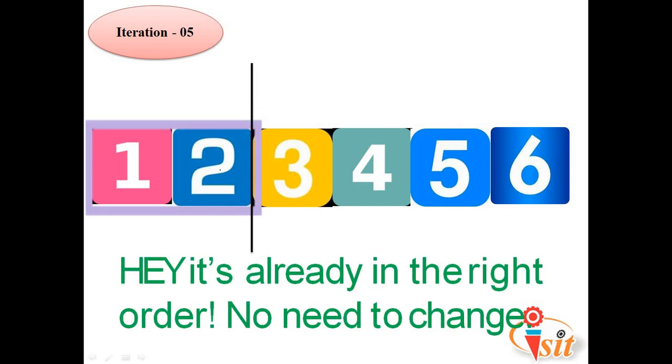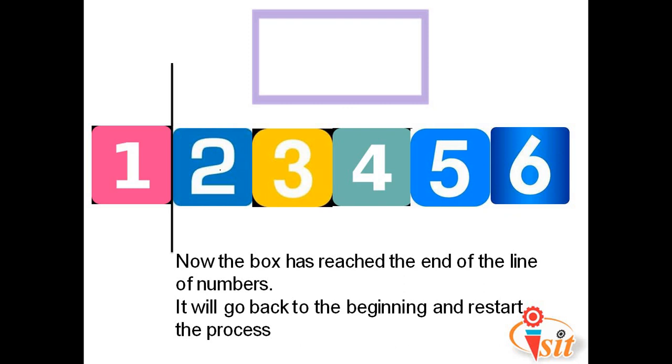Now the remaining elements are 1 and 2. The first element is 1, the second element is 2. The first element is less than the second element, so there is no need to make any change. So now the only remaining elements are 1 and 2, and we got the sorted order like 2, 3, 4, 5, 6.